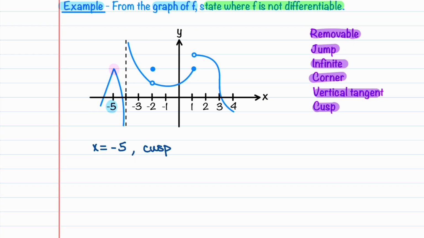Let's now look at x equals -4. At that point, we have an infinite discontinuity, so our function is not continuous, and that means that our function is not differentiable. So let's write down x equals -4. We have an infinite discontinuity.